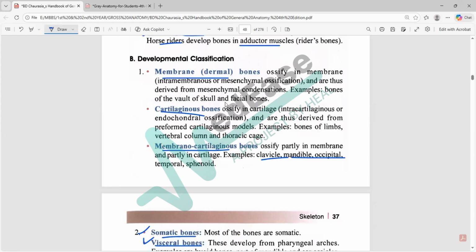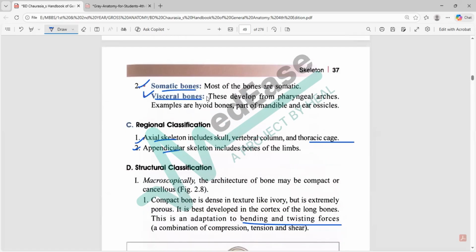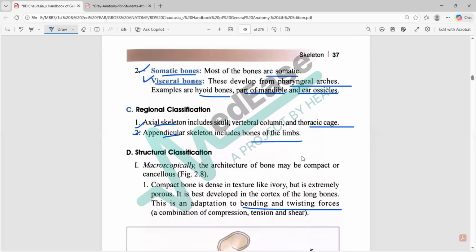For the membranous bone, we include the skull and the facial bones. For the cartilaginous, we have the thoracic cage or vertebral column, whereas for the membranocartilaginous, we have clavicle, mandible, occipital. Next, we have the somatic bone, which is present in most parts of the body. Then we have the visceral bone, which is derived from the pharyngeal arches, like the mandible, ear ossicles, or the hyoid bone. Then we have the axial skeleton and appendicular skeleton. The axial skeleton is present close to the midline. This includes skull, sternum, thoracic cage, vertebral column. These are the typical axial region. Then we have the appendicular skeleton, which is present away from the midline, including bones of the limbs mainly.